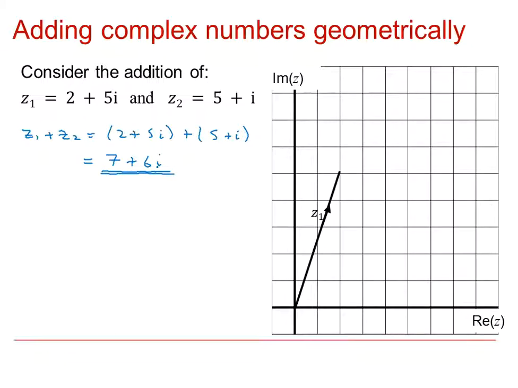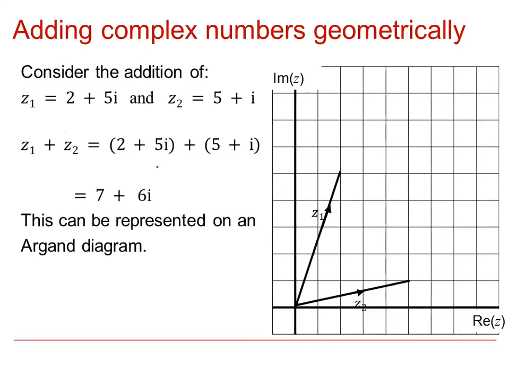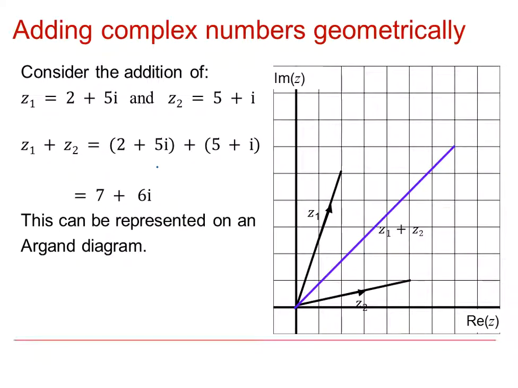So geometrically, there is z1 shown as a directed line from the origin with coordinates (2, 5). There's z2 shown as another directed line from the origin with coordinates (5, 1). And there is the answer z1 plus z2, so that's 7 plus 6i. So that's a directed line from the origin called z1 plus z2.